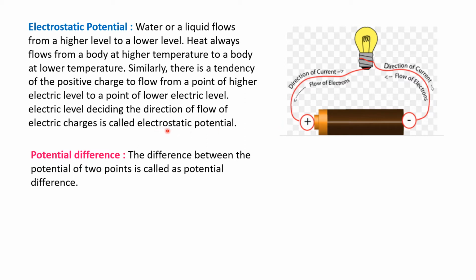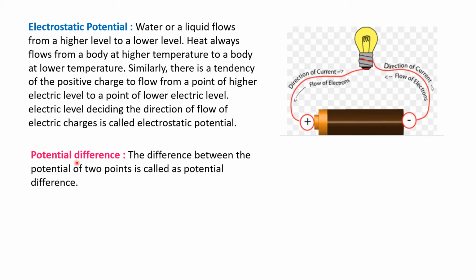So electrostatic potential means what? Once again we'll see, electric level deciding the direction of flow of electric charges is called electrostatic potential.